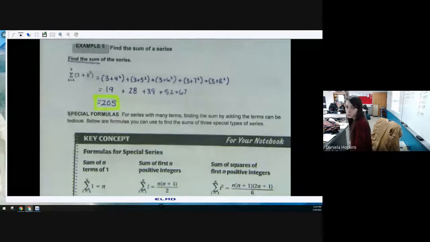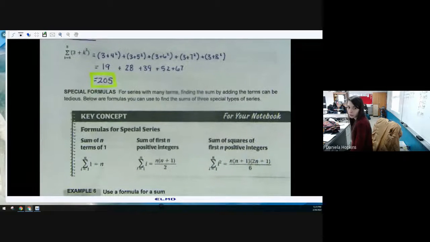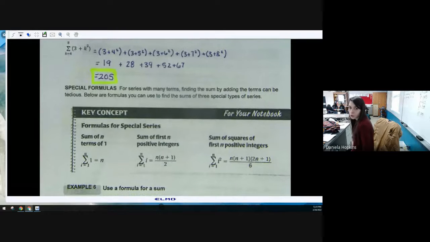We do have a couple tools to help us with this though. So let's look at these special formulas. So for series with many terms, finding the sum by adding the terms can be tedious. That's what your book said. I didn't even say that. Below are formulas you can use to find the sums of 3 special types of cases.